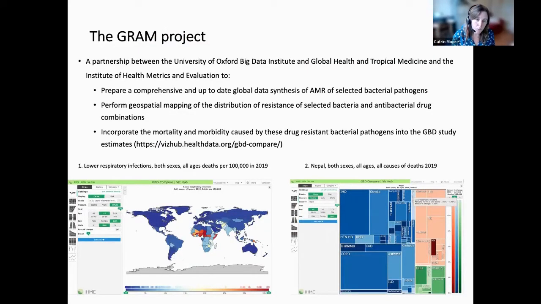Our main goals were really to build a comprehensive and up-to-date global synthesis of the data available, to really understand what was causing AMR, the selected bacteria and the resistance that we saw. To then use that data to understand the prevalence of resistance over time and space, so to perform the geospatial mapping. And then, as well as estimating the burden of AMR, bring that into the global burden of disease study.